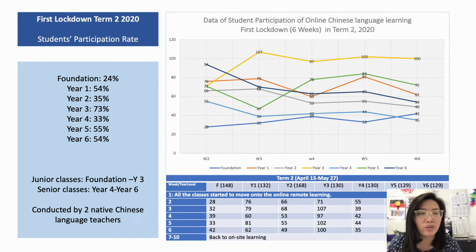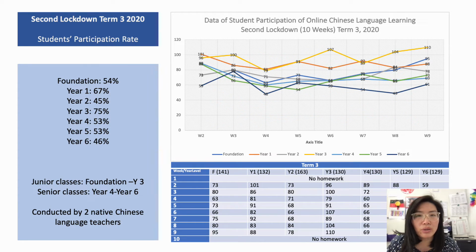Overall, our impression is the older children are, the better they are able to engage online. But ironically, we can see from here, year 4 was quite low. Only 33% got online, with year 5 and 6 reasonably half of the class students getting online doing their Chinese work.